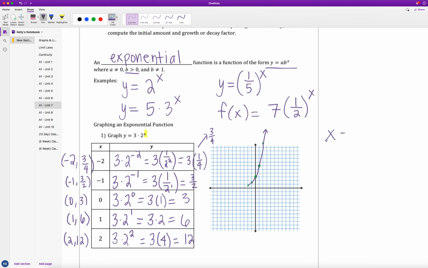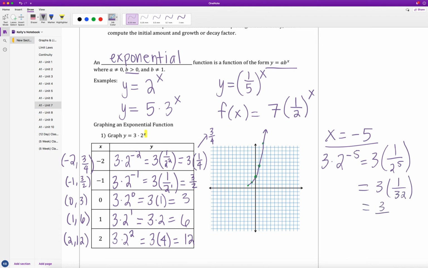Why don't we test another negative value? So I'm going to have us substitute in x equals -5. We would end up with 3 times 2 to the -5th, which we could simplify to be 1 over 2 to the 5th power, which would give me 3 times 1 over 32, and then I would get 3 over 32. Now 3 over 32 is giving us an even smaller number than 3/4. So out here at -5, we're getting even closer to 0 then, because these numbers keep getting smaller and smaller.